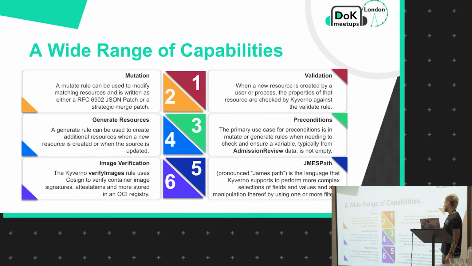Two things more. You can also do image verification. It's using Cosign. And this one, I thought about you. This is the JMESPath. So basically, this is the name of the guy who built this. He's called James, right?